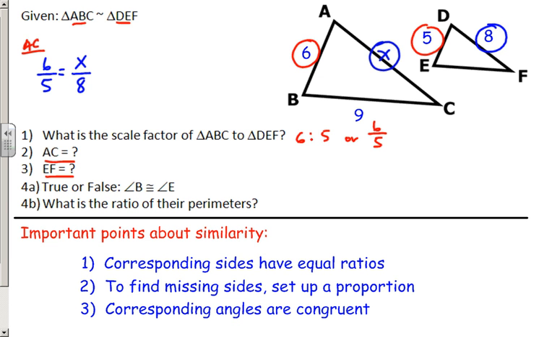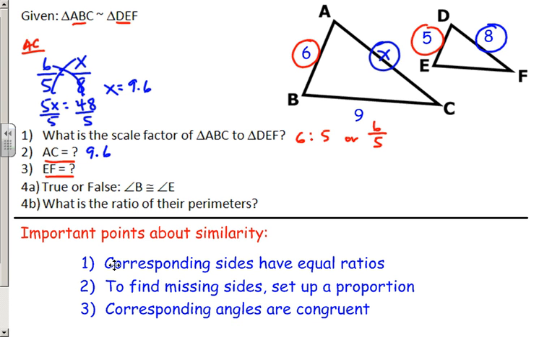So then I cross multiply. 5 times X is 5X. 6 times 8 is 48. You divide both sides by 5. X ends up being 48 divided by 5, which I believe comes out to 9.6, but let me just check it in my calculator. It does. X is 9.6. So that's the answer to AC.